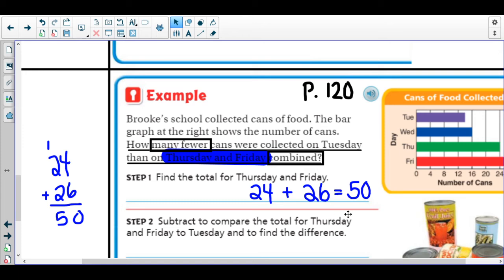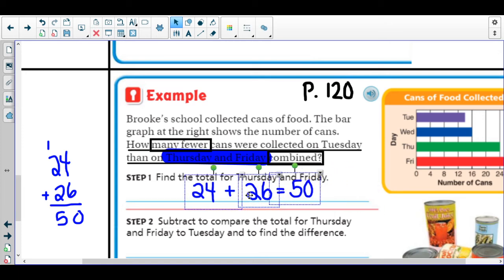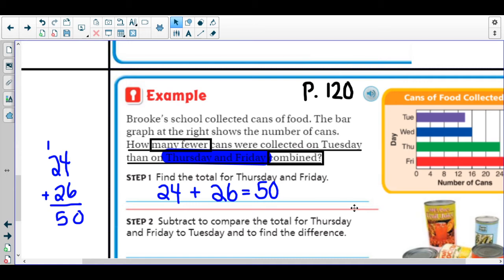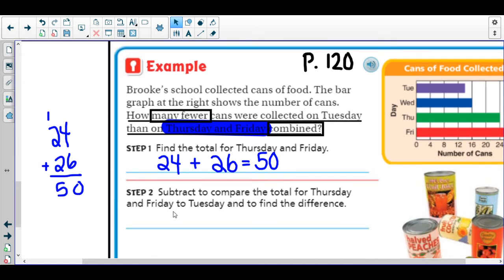So let's go ahead and get all of that and get some space right there. Now step 2 is to subtract the total number for Thursday and Friday to Tuesday and find the difference. So we know what the combined for Thursday, Friday is. Now we need to figure out for Tuesday. So we'll use red. All right, so here is for Tuesday right here.